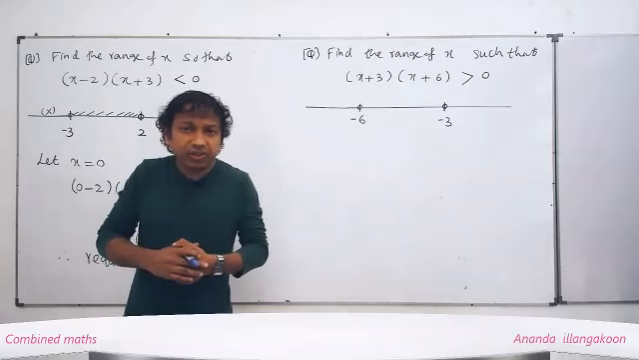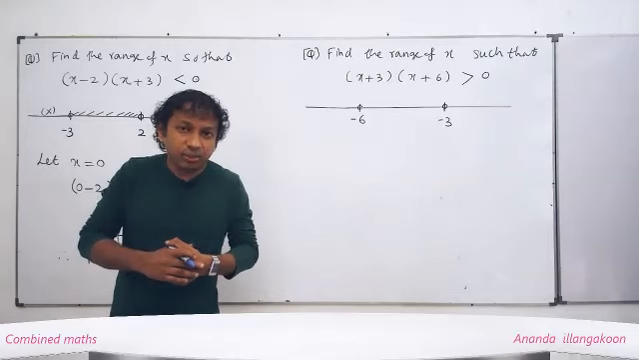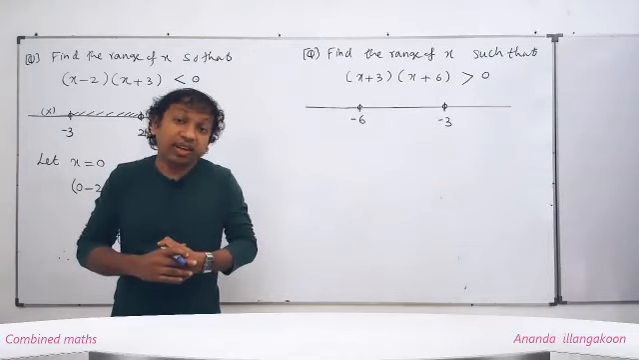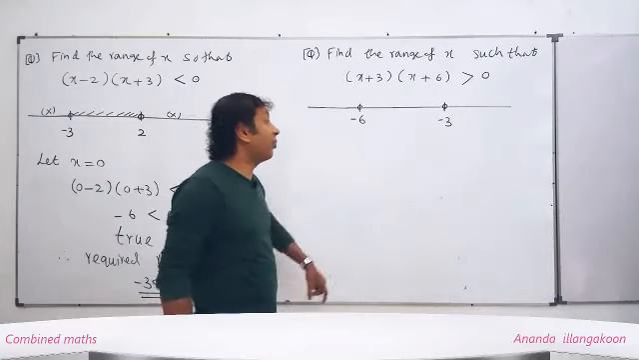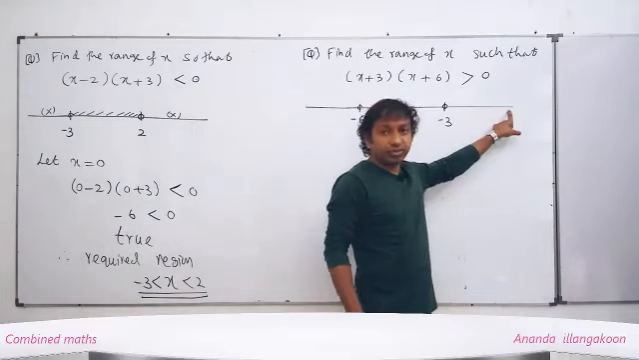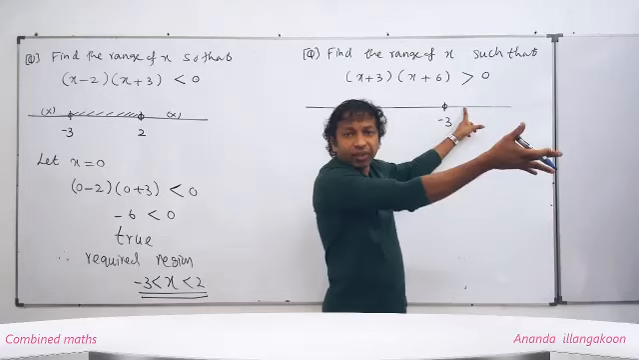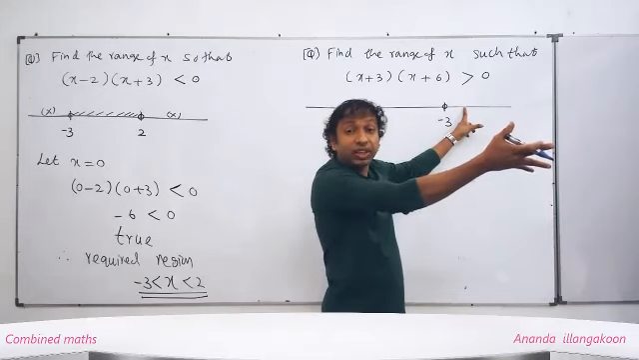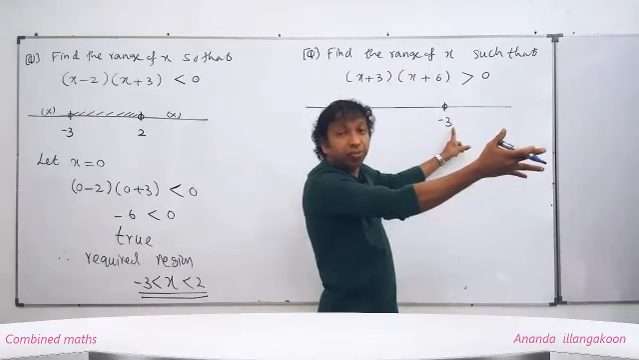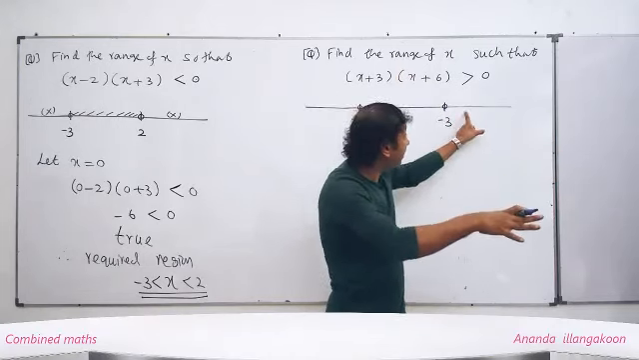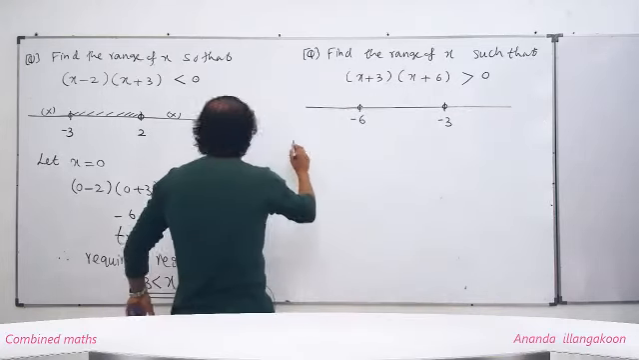People, select any region you like, and select any number from that region to substitute for x. I am going to take a number from this region. This region is what? On the right hand side of -3. On the right hand side of -3, any number we can select to substitute for this x. On the right hand side of -3, people, 0 lies. 0 lies in this interval, no? We take 0.